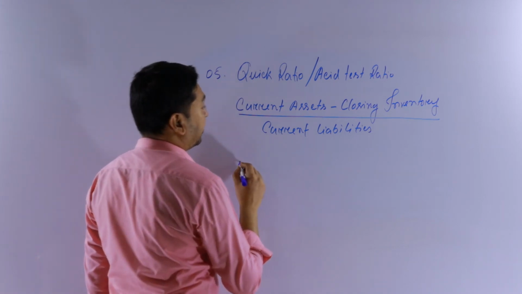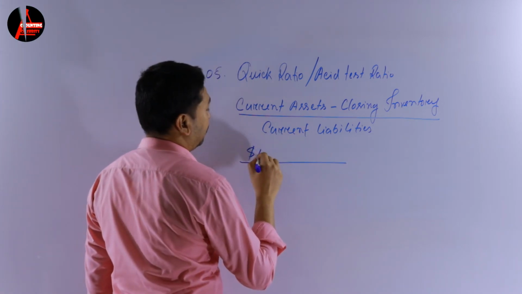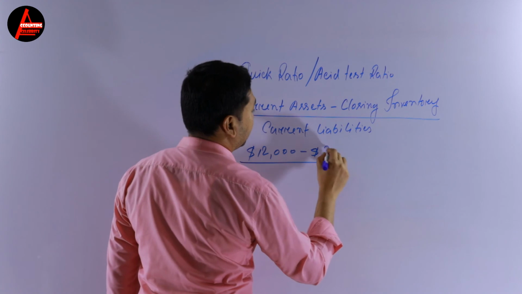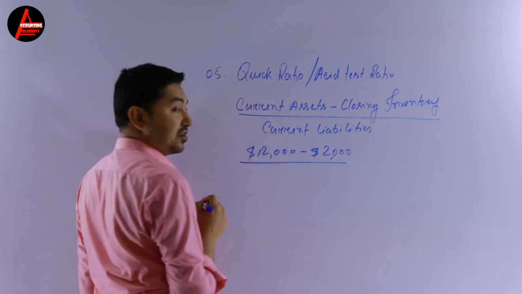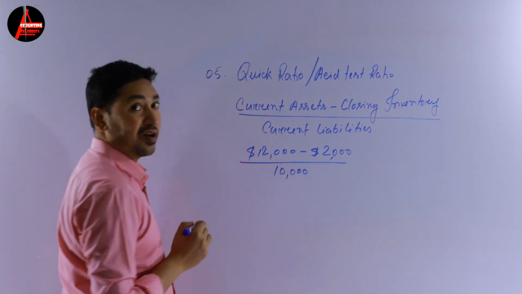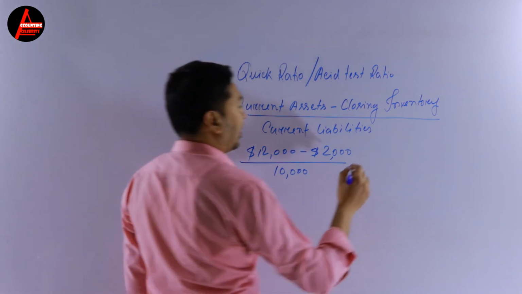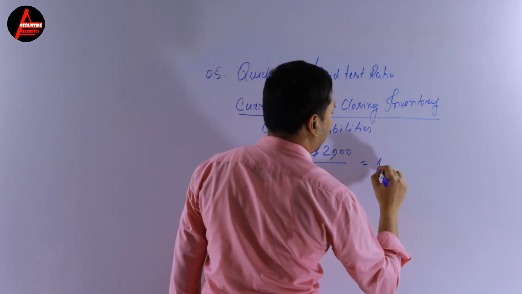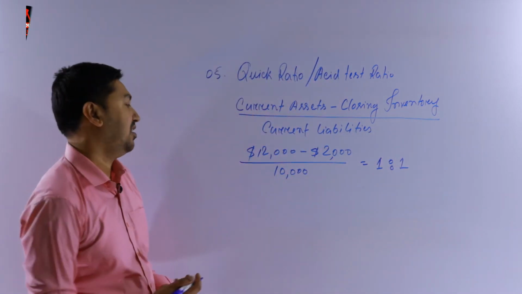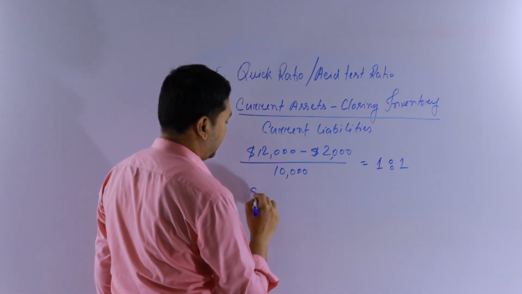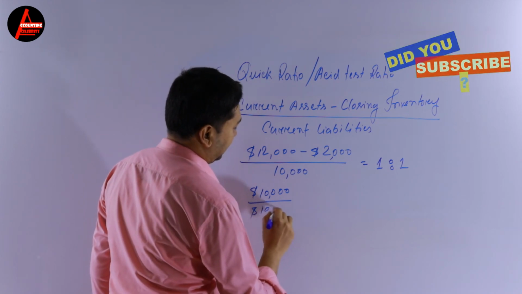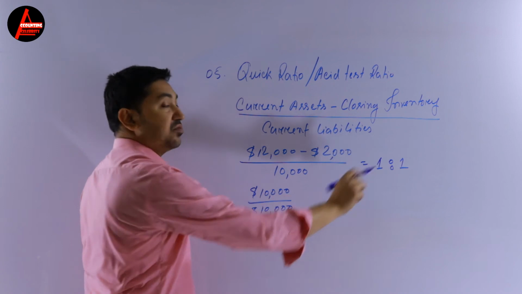First say your current assets are $12,000. Your closing inventory is $2,000. Your current liability is $10,000. So if you calculate, what is the ratio? 1:1. How? Here you have $10,000 after you subtract, and here also $10,000. If you calculate, it is 1:1.